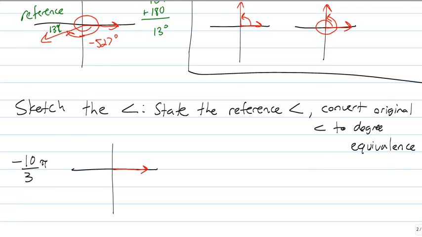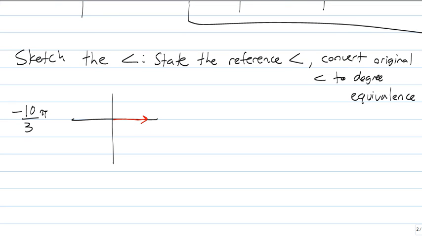Alright, so last problem: sketch the angle, state the reference angle, and here's the thing I want to maybe star. When you state the reference, you need to state it in the same measure. So if I give you a problem in radians, like this one here, my reference angle should be in radians. Do not give it to me in degrees, because you will be wrong then. If I give you an initial that's in radians, then the final should be in radians.